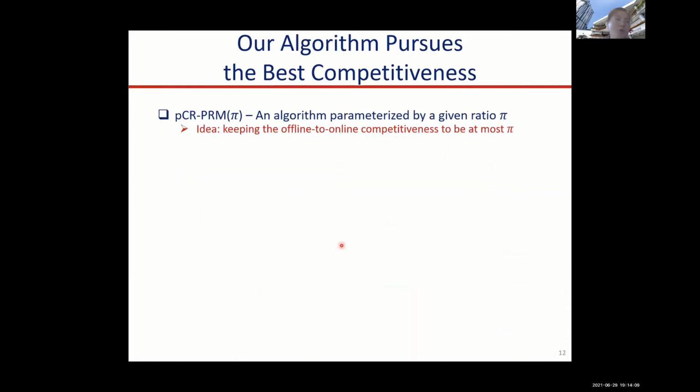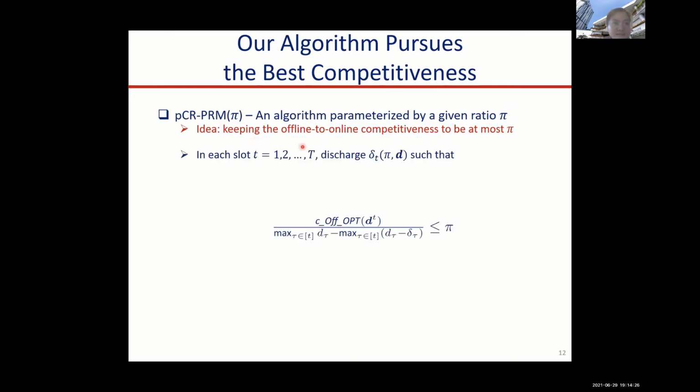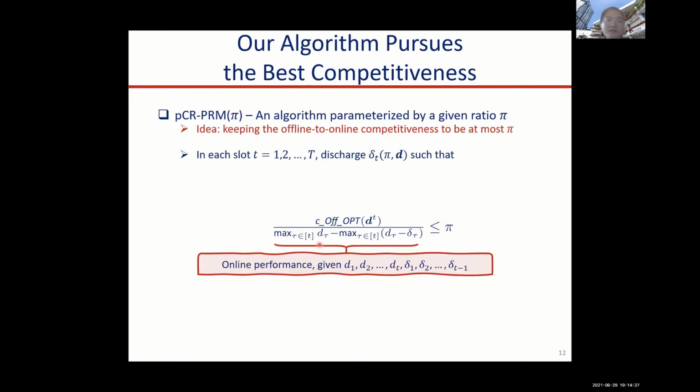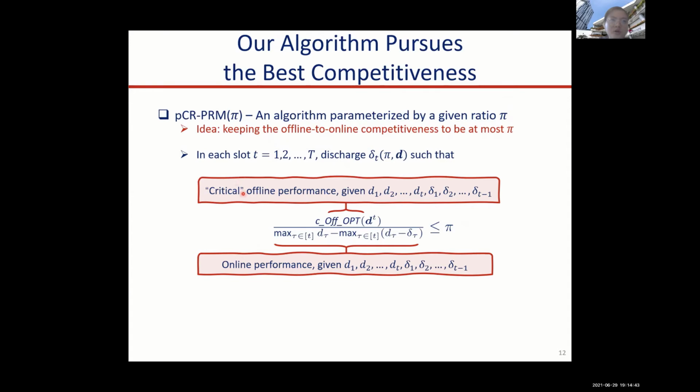Now let's go back to our own algorithm. We design a class of algorithms. Each algorithm is parameterized by a given ratio. The idea is quite simple, just to keep the offline to online competitiveness to be at most the given ratio. Specifically, at each time slot, we determine the discharge amount of energy storage, such that this offline to online ratio is no more than the given ratio. The denominator refers to the online performance and the numerator refers to the critical offline performance, given the observed inputs and the implemented actions so far.